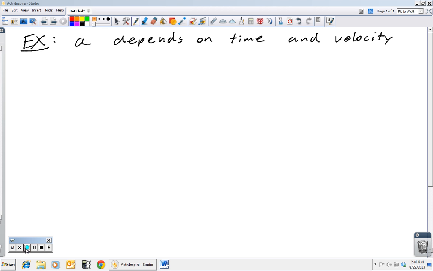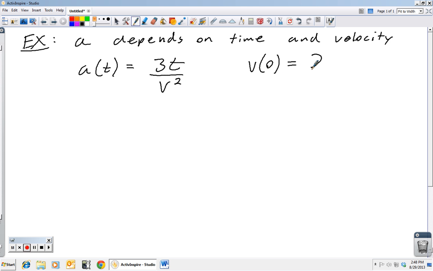So here's our acceleration equation. We have a of t is equal to 3t over the velocity squared. And we need an initial condition to solve for our constant of integration, and that is the velocity at time 0 is equal to 2 meters per second. Now this is not an actual drag situation. This is somewhat easier to solve. We will get to a point where we work on drag situations, but first let's just work on solving differential equations.